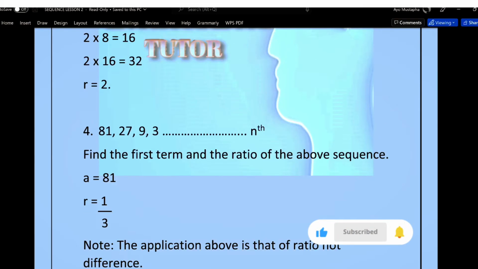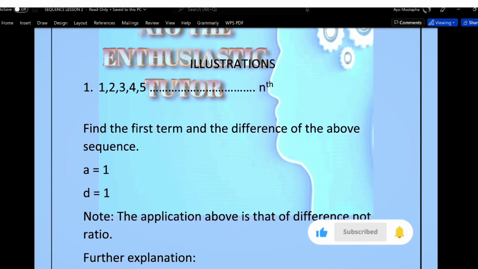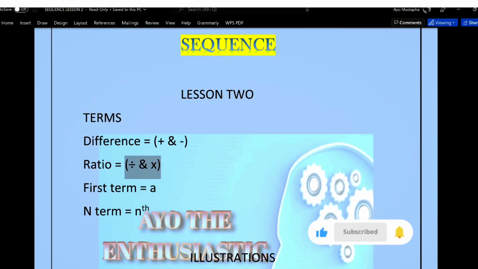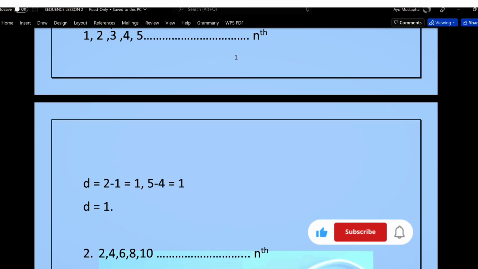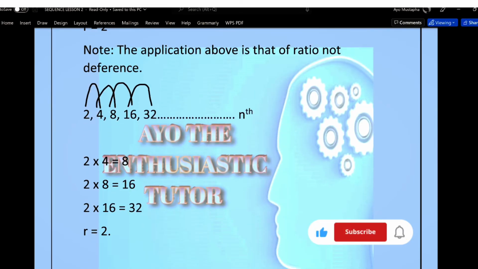Now this takes us back to this illustration. So this is what we have here. As you can see, ratio. Now we're dealing with division and multiplication, unlike difference, when we're dealing with addition and subtraction. This illustration explains that. I believe we are following. Now we're dealing with this ratio.